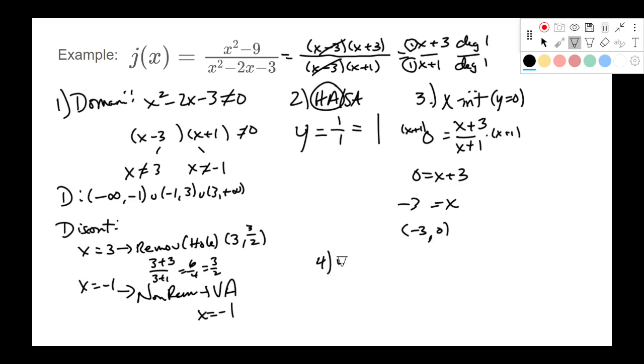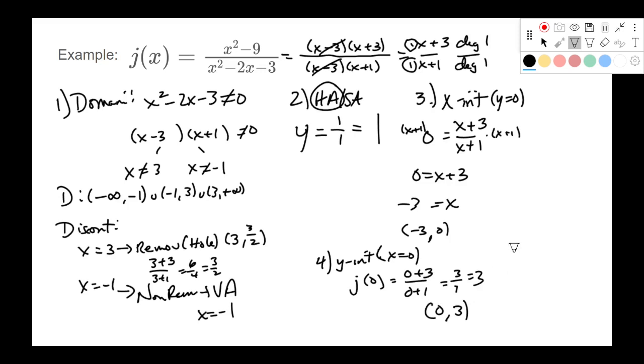And then finally, my y-intercept, I can find that by making x 0. Again, use the function that you have worked with and repaired already. So j of 0 is (0 plus 3) over (0 plus 1), which is 3 over 1, which is 3. So there's a y-intercept at 0, comma 3.